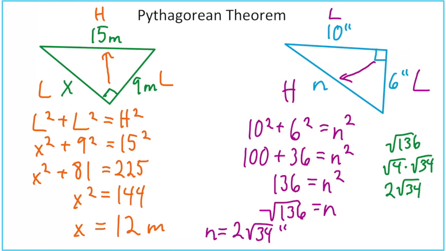So our final answer is 2 radical 34 inches. That would be your exact answer. You could also put it in the calculator and turn it into a decimal and have 11.662 inches. Either way it worked. Now we have just one more thing to look at about the Pythagorean theorem.